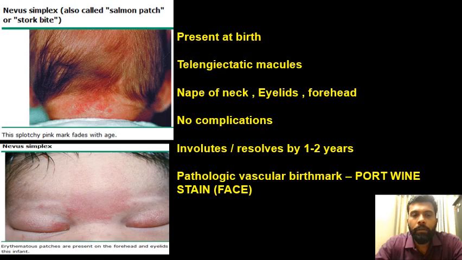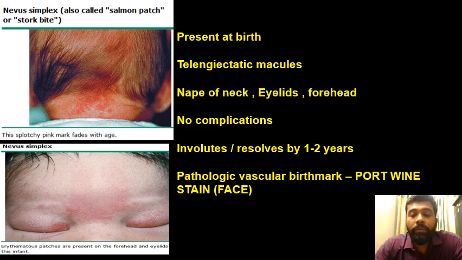Yes. So again, I tell you, be familiar with the terminologies nevus simplex, salmon patch, stork bite, and angel kisses. These four are synonymous. These are present at birth. They are telangiectatic macules, most often seen at the nape of the neck and over the eyelids and forehead. No complications. These splotchy pink marks fade with the baby's advancing age. These are erythematous patches. They involute and resolve by 1 to 2 years.